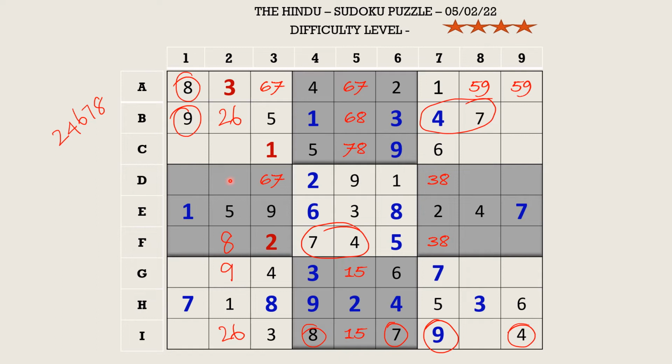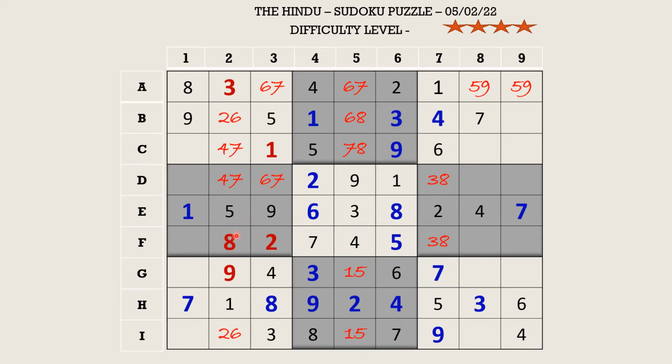And C2 and D2 take the 4, 7 pair. So this 8 cancels out the 8 here in F7. So F7 becomes 3 and D7 becomes 8. Now this 3 blocks this cell. So D1 takes 3.